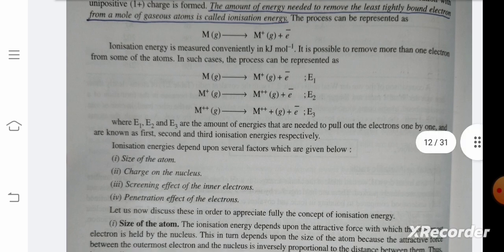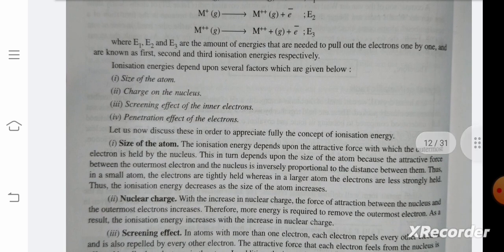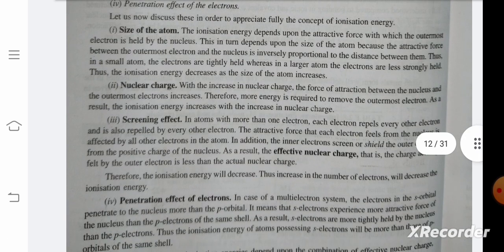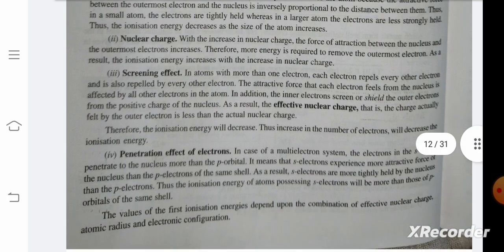Ionization energies depend upon several factors, which are given below: size of the atom, charge on the nucleus, screening effect of inner electrons, and penetration effect of the electrons. Let us discuss these in order to appreciate fully the concept of ionization energy. Size of the atom. The ionization energy depends upon the attractive force with which the outermost electron is held by the nucleus. This in turn depends upon the size of the atom, because the attractive force between the outermost electrons and the nucleus is inversely proportional to the distance between them. Thus, in a small atom, the electrons are tightly held, whereas in a large atom, the electrons are less strongly held. Thus, the ionization energy decreases as the size of the atom increases.